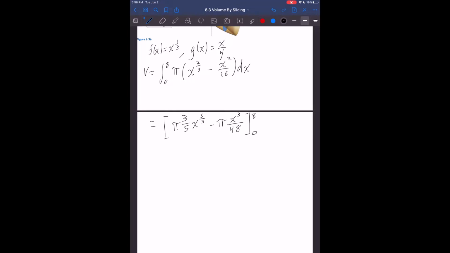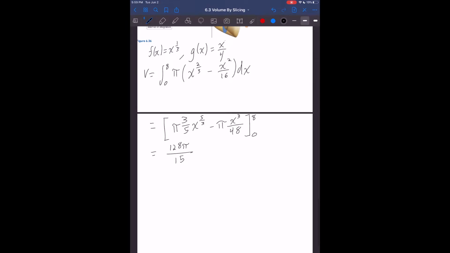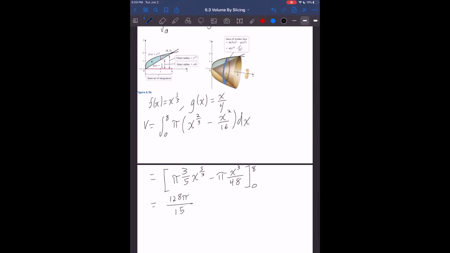And so if you actually solve all this out, do all of the annoying algebra, we're going to get that this is equal to 128 pi divided by 15. Okay, so this is how we solve these types of problems where we have two different curves and we have hollowed out regions that we are interested in. And the nice thing about this is it's almost a direct application from the other techniques we used in the washer method.